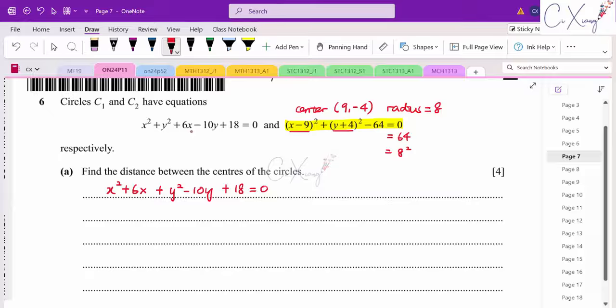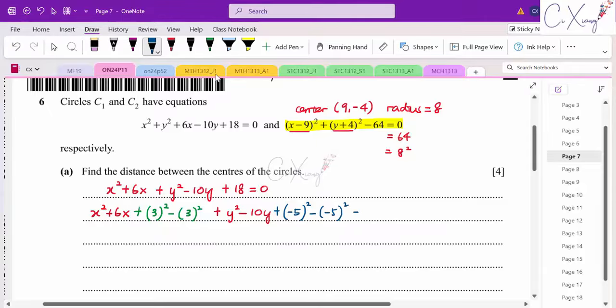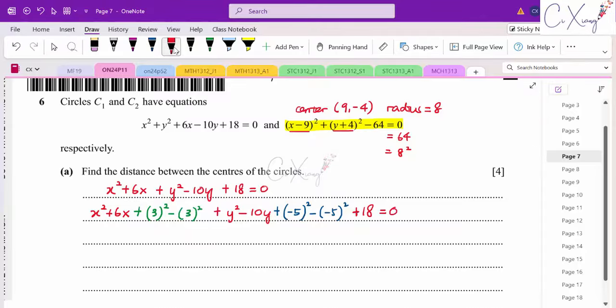So from here, I will start the completing square process. Okay, so I copy the x first. So to complete the square for this one, you take the 6 divided by 2, which is a 3. So you're having x plus 3 square minus 3 square. Okay, then after that, followed by the y. So I'm having y square minus 10y. Okay, so how can I complete the square for this one? So you take negative 10 divided by 2. So you're having negative 5. So negative 5 square minus negative 5 square. Then copy the constant term plus 18. And it is equals to 0.